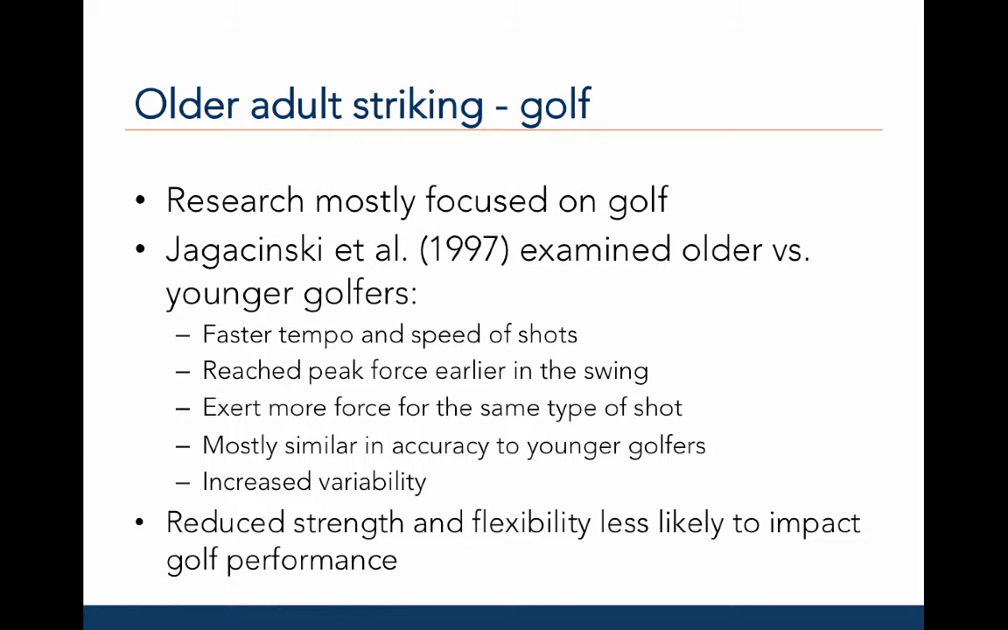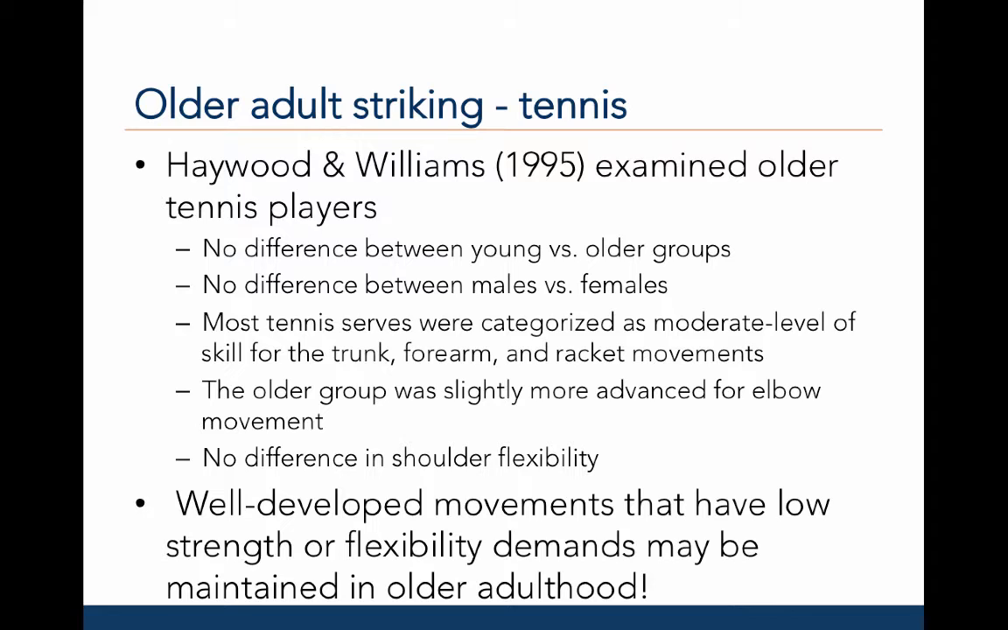Importantly, the lack of large differences in the movement patterns may be due to the fact that age-related decreases in strength and flexibility in older adults is less likely to impact golf performance compared to other movements like jumping or running. Haywood and Williams in 1995 examined differences in movement patterns in older tennis players. They split their group into older adults ages 62 to 68 and another group aged 69 to 81. There were no differences between these two groups.